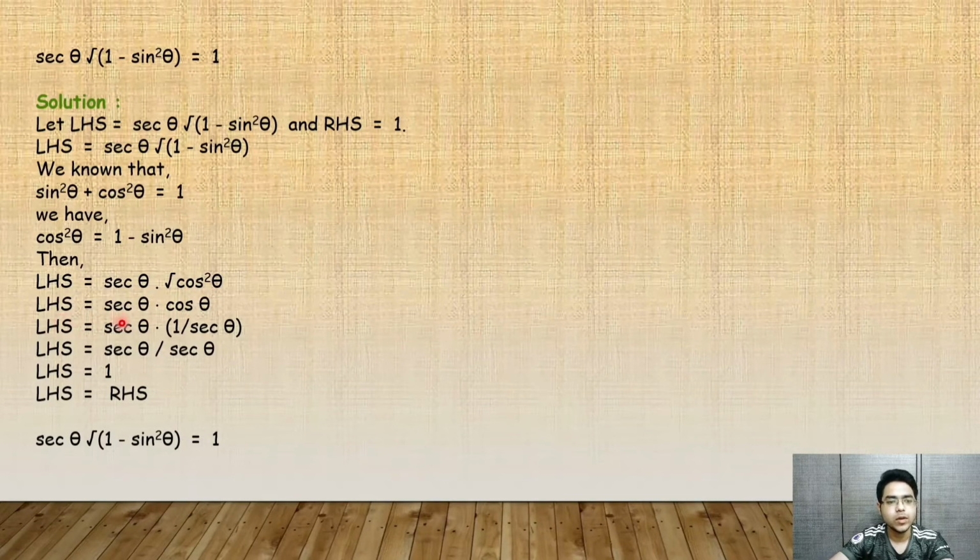So LHS will become sec theta into cos theta, and we know from the reciprocal formulas that cos theta is equal to 1 upon sec theta. We'll substitute the same value, and we'll be getting sec theta divided by sec theta. Now LHS will be equal to 1, as the same terms in numerator and denominator get cancelled out. So LHS will be equal to RHS. So sec theta under root 1 minus sine square theta is equal to 1.